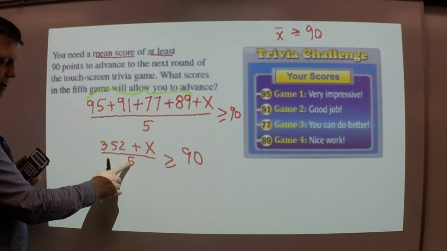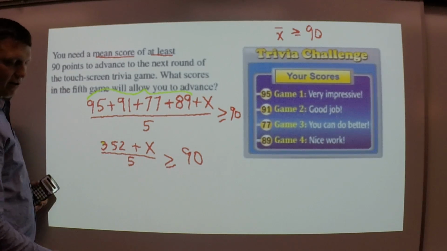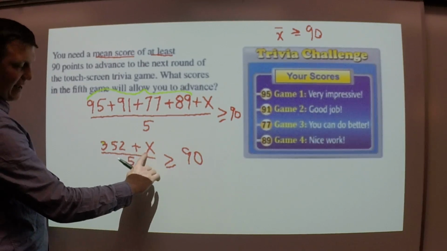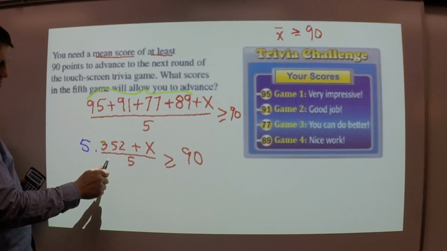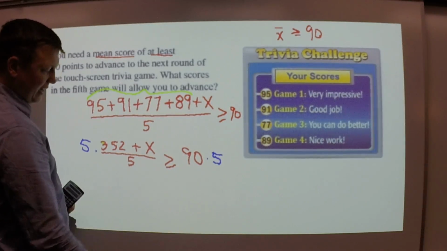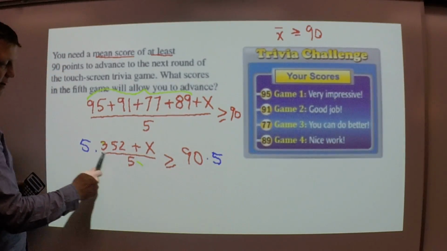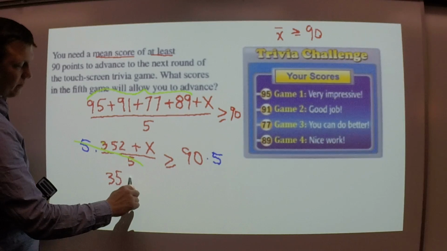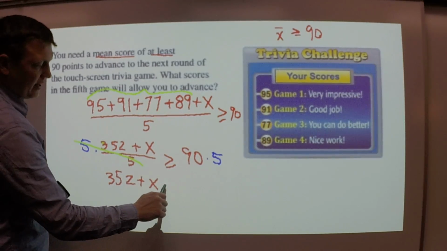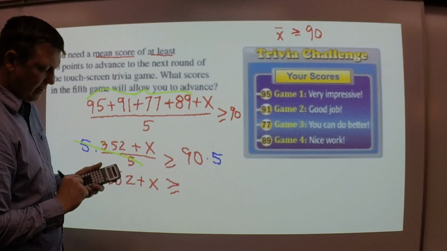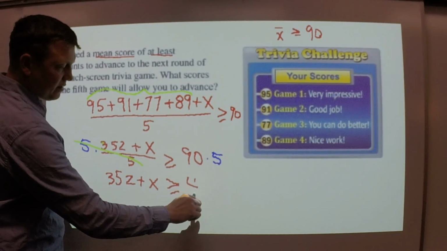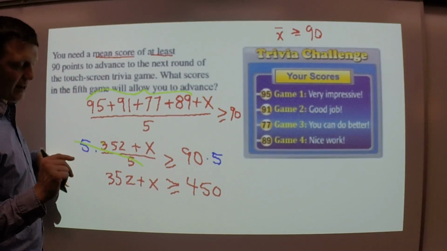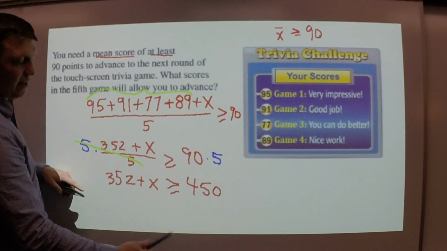Okay, and then I need to get rid of the 5. You cannot deal with the 352 yet. You must get rid of the 5. This is dividing by 5, so the opposite of dividing by 5 is to multiply by 5 on both sides. That will allow me to cancel these out, and you will end up with 352 plus X, and it's going to be greater than or equal to, and you go 90 times 5 equals 450. Okay, once I get to that point, it gets a lot easier, doesn't it? I'm not multiplying or dividing by a negative number, so you do not need to flip the inequality at all.